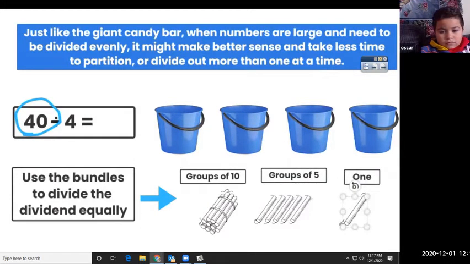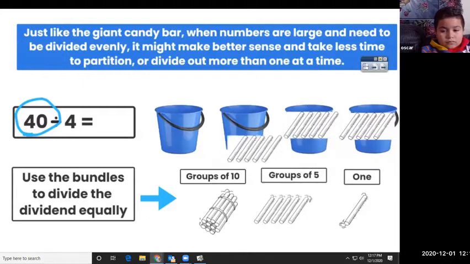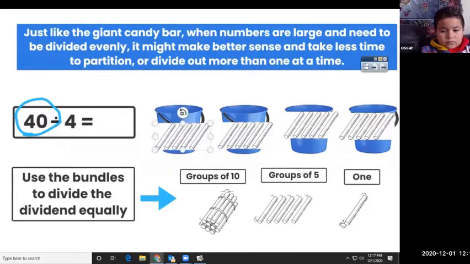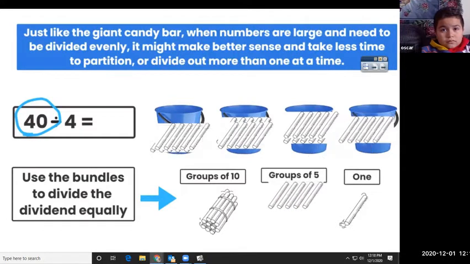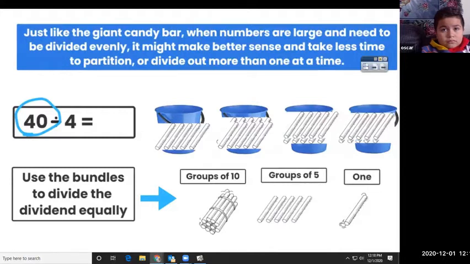Okay, we could take groups of 5 and count by 5s. Let's see, 5, 10, 15, 20, 25, 30, 35, 40. That wasn't too bad. Quite a bit quicker than doing it one at a time.